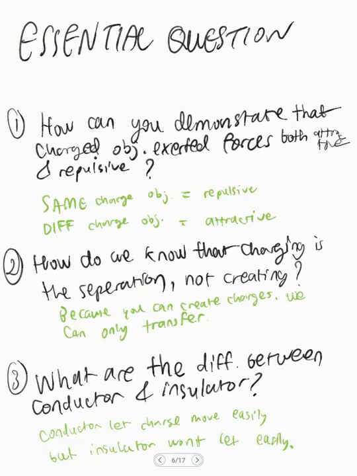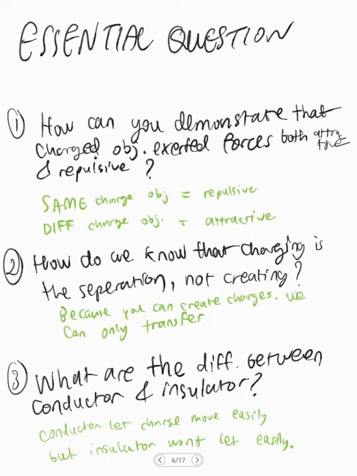Okay, so let's get started with the essential questions for section 1. The first one: how can you demonstrate that charged objects exert force, both attractive and repulsive? The answer is that the same charged objects would repel, but the different charged objects would attract. The second one: how do we know that charging is separation, not creation? The answer is absolutely, because you cannot create charge. We can only transfer it.